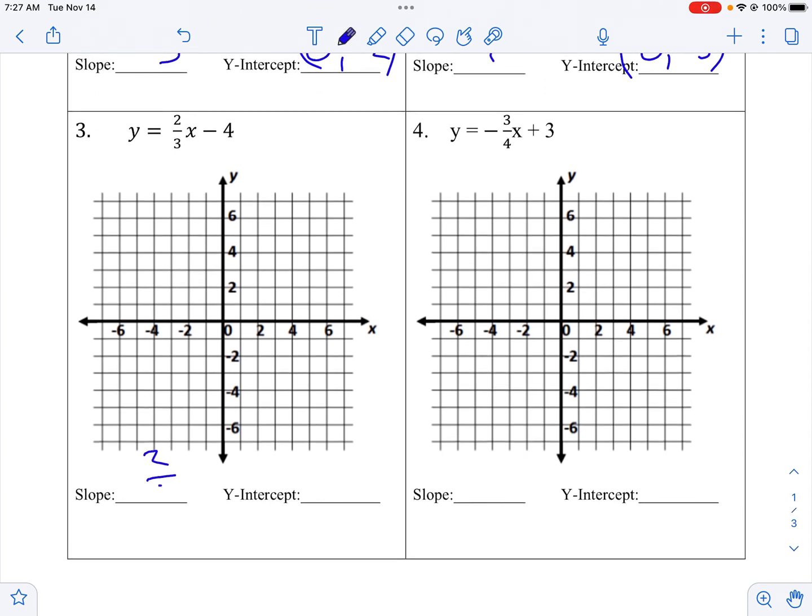So again, I'm going to come down here and I'm going to write that the slope is 2/3 and that the y-intercept is 0, -4. And the slope over here is -3/4 and the y-intercept is 3. All right, so let's go ahead and plot the y-intercept. That's where you start on each one. So put a nice big dot at -4.